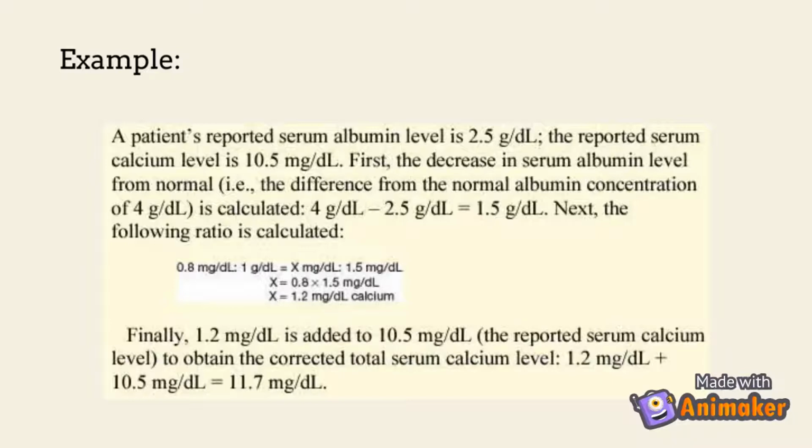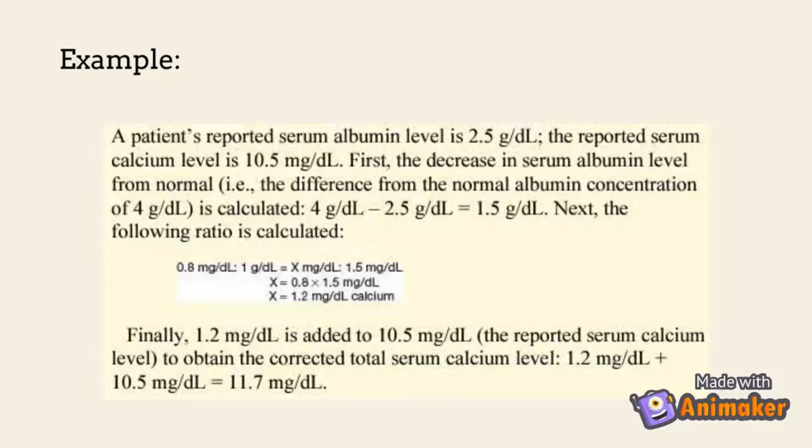Next, the following ratio is calculated. 0.8 milligrams per deciliter over 1 gram per deciliter equals X milligrams per deciliter over 1.5 grams per deciliter. So X is equal to 0.8 times 1.5, and 1.2 milligrams per deciliter is the outcome.